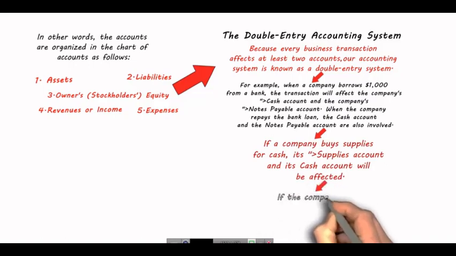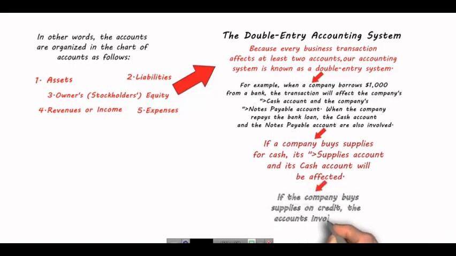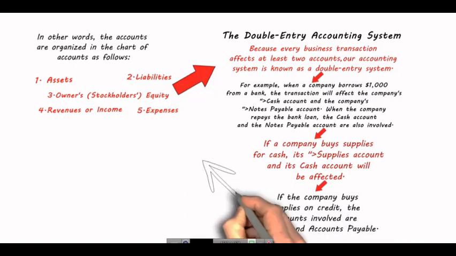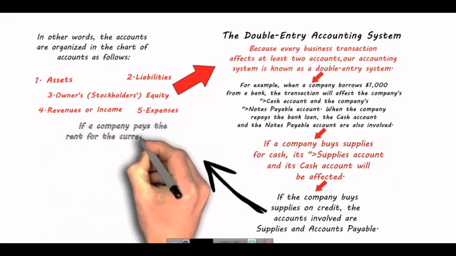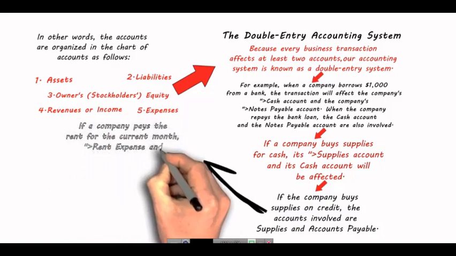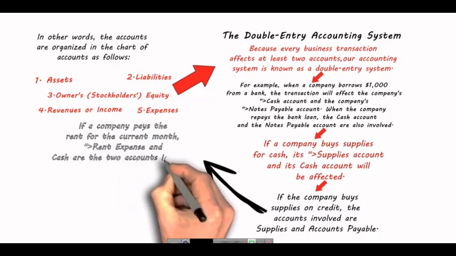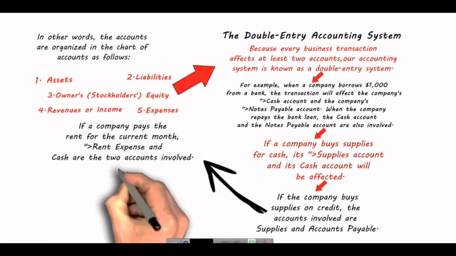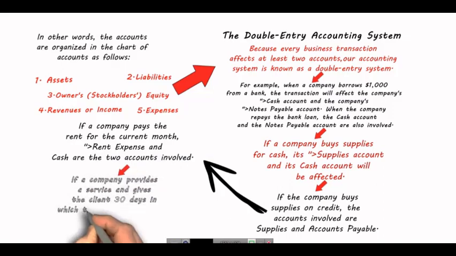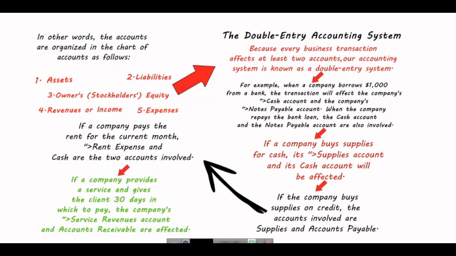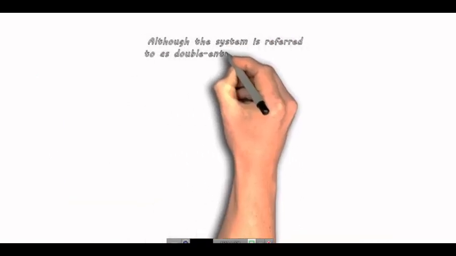If a company pays the rent for the current month, rent expense and cash are the 2 accounts involved. If a company provides a service and gives the client 30 days in which to pay, the company's service revenues account and accounts receivable are affected. Although the system is referred to as double entry, a transaction may involve more than 2 accounts.